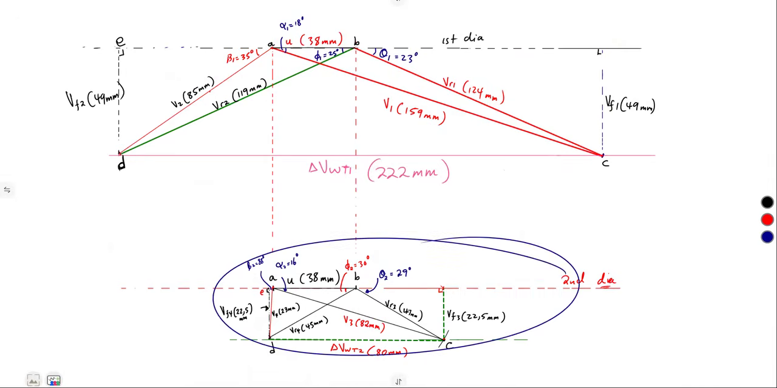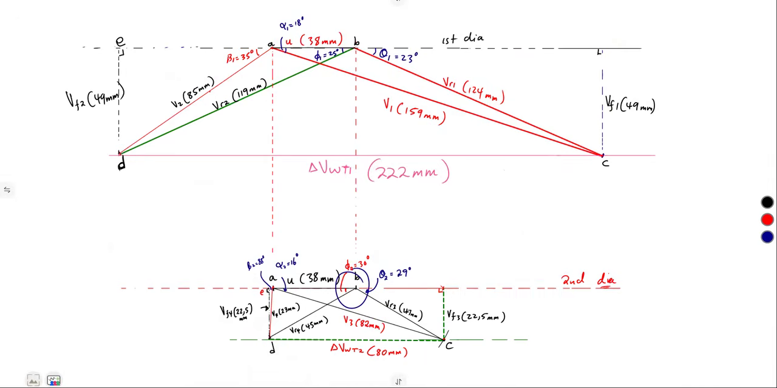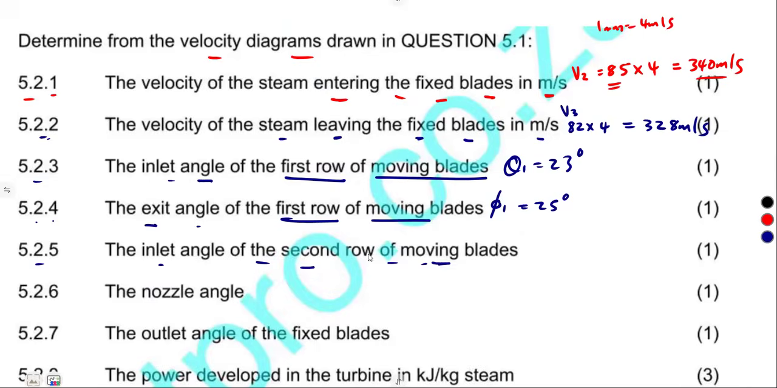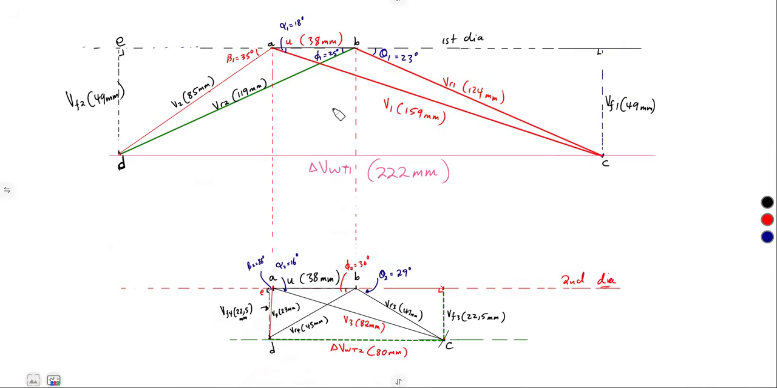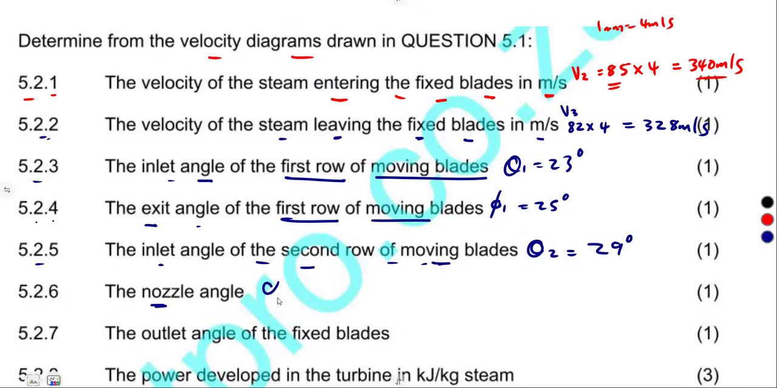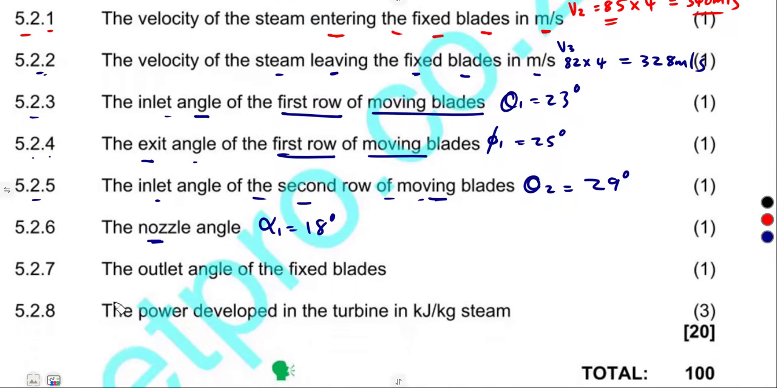Then the inlet angle of the second row of moving blades. So this is the second row. The inlet to the moving blades is theta 2, 29 degrees. The nozzle angle from the first diagram, the nozzle angle here is angle phi 1, 18 degrees. That is our nozzle angle, phi 1, 18 degrees. That is it.